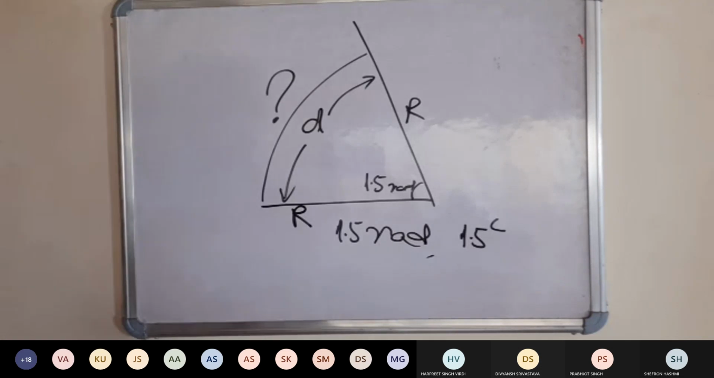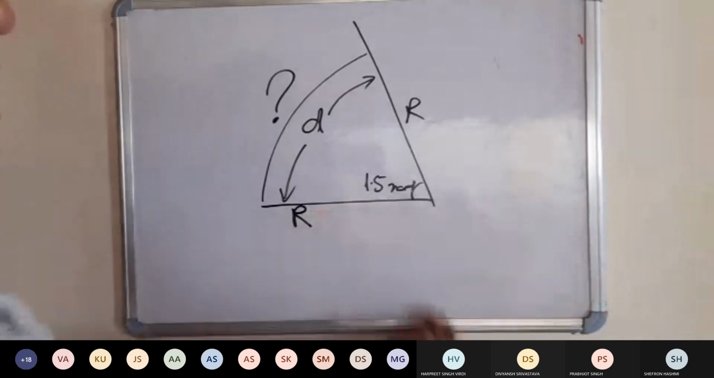कल ये हमने डिस्कस किया था. I wanted to remember and understand that.